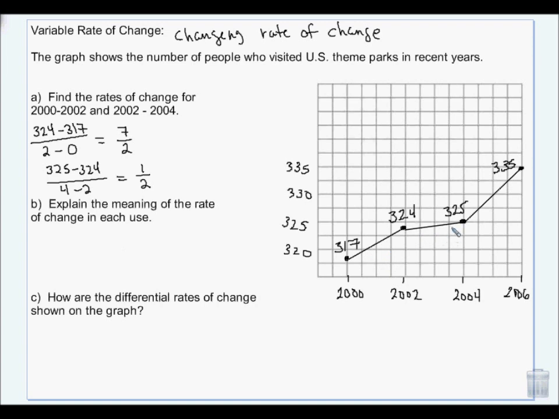Now this is the number of people who visited U.S. theme parks in recent years, and I believe it was in the thousands. Might have been the millions. I'm not really sure about that. But what this is saying is that between 2000 and 2002, the number was increasing by like 7,000 every 2 years. But then it slowed down. From 2002 to 2004, it only increased by like 1,000 every 2 years. So that's what the rate of change is like, the number of people slowed down.